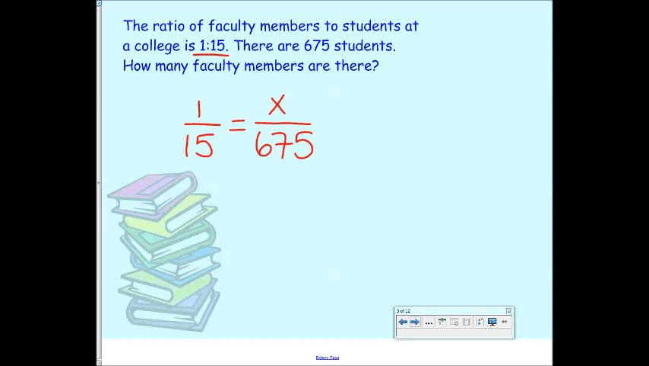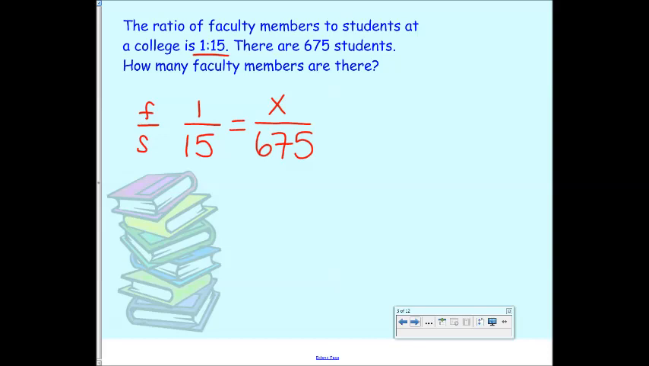Why is there an x here? Because that's our unknown. We don't know how many faculty members there are, so that's how we're going to try to figure it out. So it's really important when you set up these proportions that if students are on the bottom right here, where do students need to be in your other one? Also in the bottom. They need to be in the same spot. So if this is faculty over students, then over here you need faculty over students.